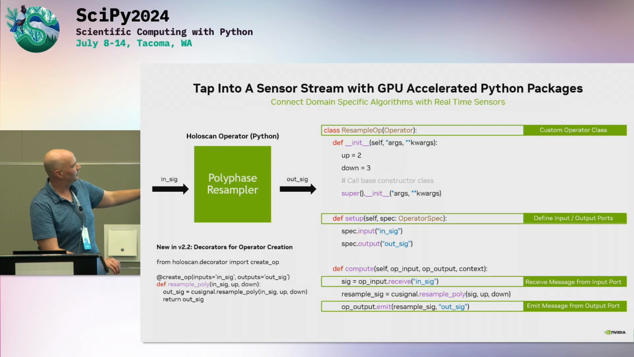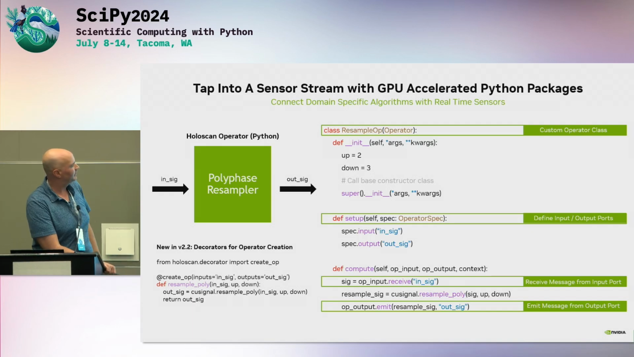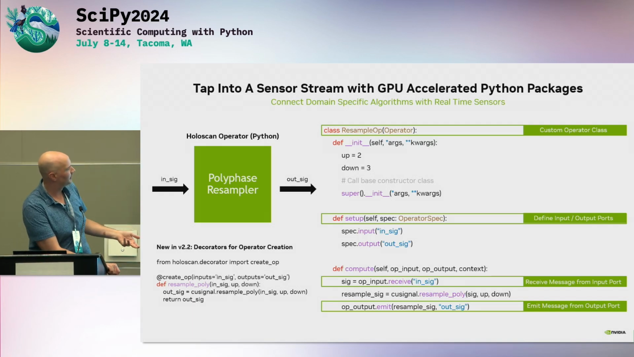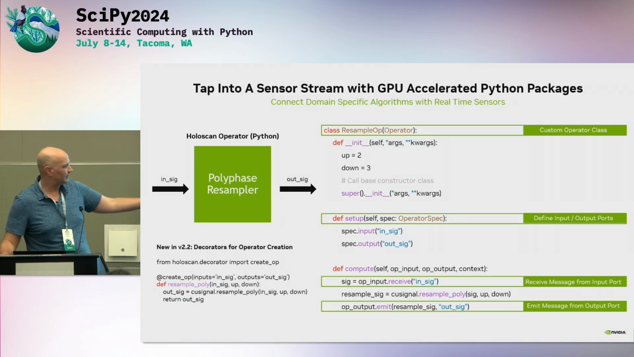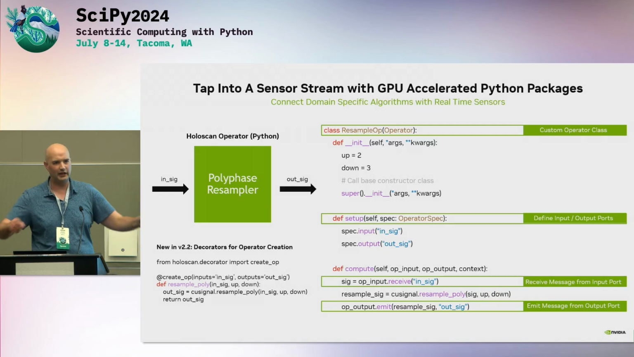So on the right side, you see the class-based definition for creating an operator. Essentially, you set your input and output ports within the setup method. And then we have the compute method, which is where you receive and send messages from upstream or downstream operators. In here, this is all compliant on the Python side with the CUDA array interface. So I can just do cusignal.resamplePoly, and it just works, right?